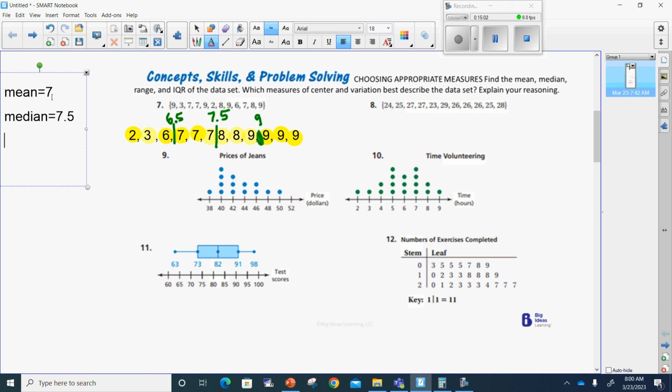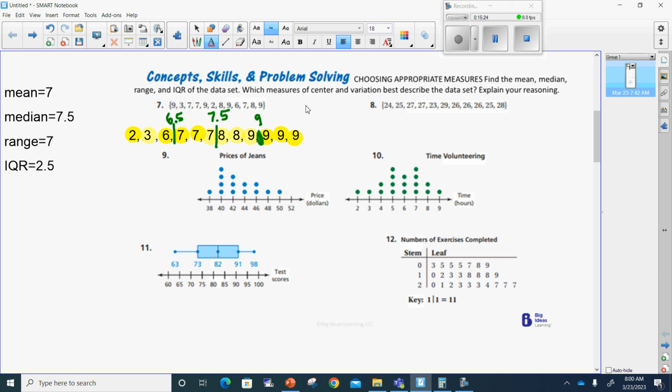Let's see. The range was the biggest number minus the smallest. So that's 9 minus 2. That's going to equal 7. And then the interquartile range, that's going to be equivalent to 9 minus 6.5, which should be 2.5.